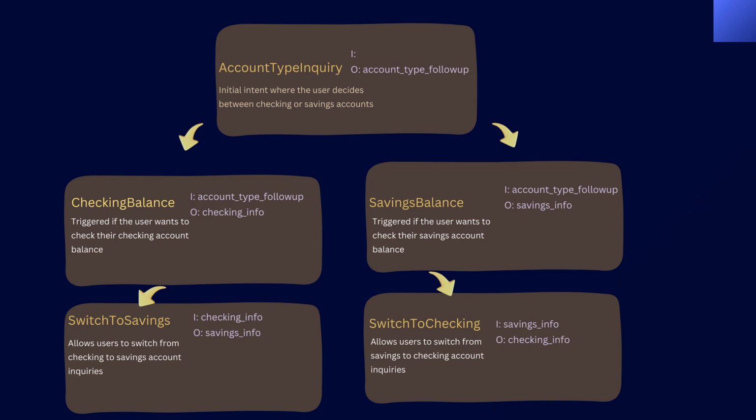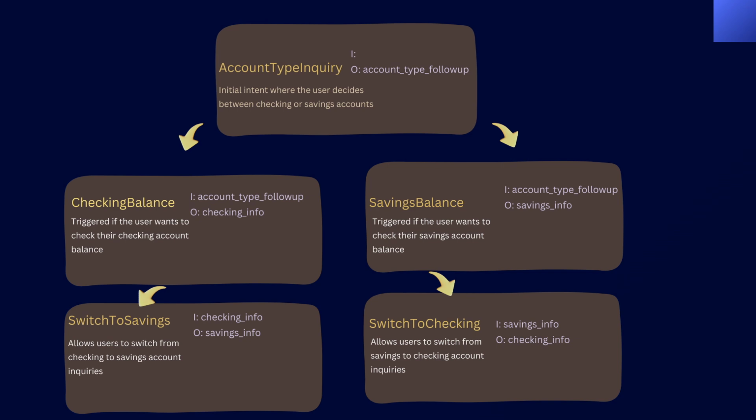Now look at the switch to checking intent. This intent enables users to switch from savings to checking inquiries. It activates when the savings info context is present, indicating the user was dealing with their savings account. It sets the checking info context, switching the focus back to the checking account.